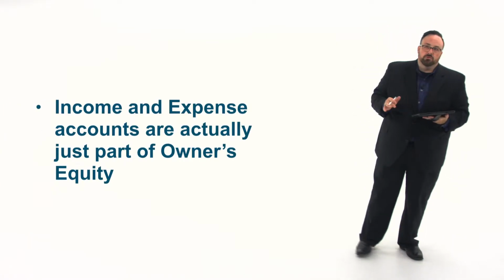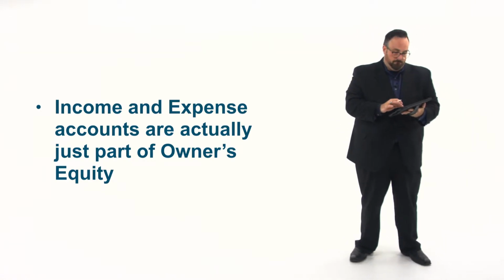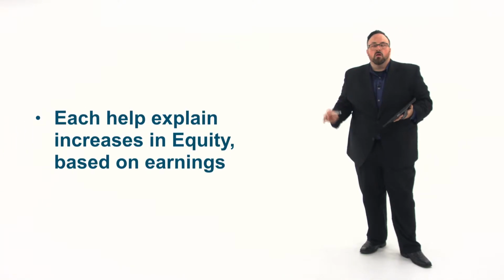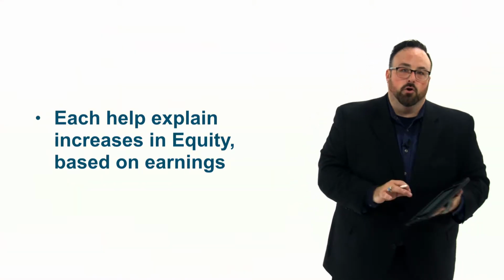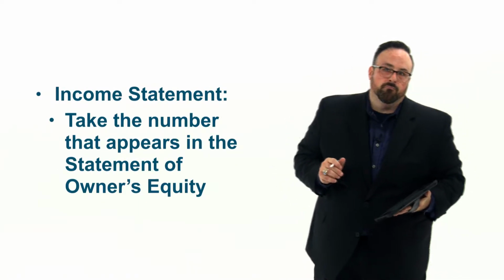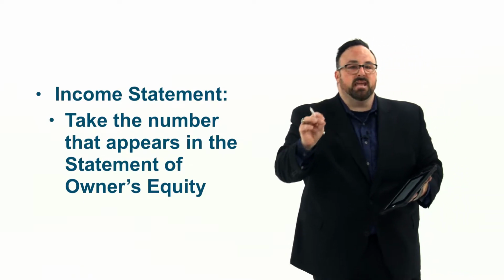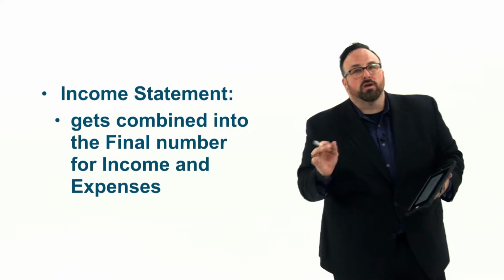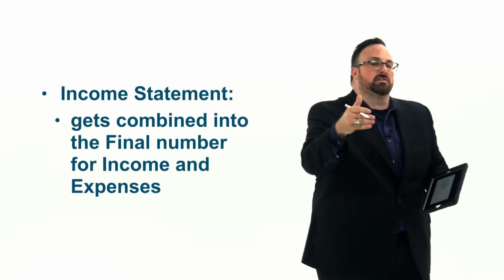Income and expense accounts are just part of what's called owner's equity. Each help explain increases in equity based on the earnings. Back to the income statement. What you want to do is take the number that appears in the statement of owner's equity. That number will get combined into a final number for income and expenses that I previously discussed.